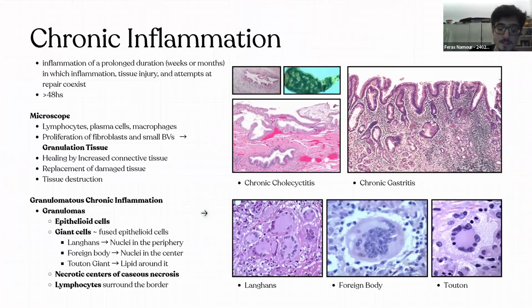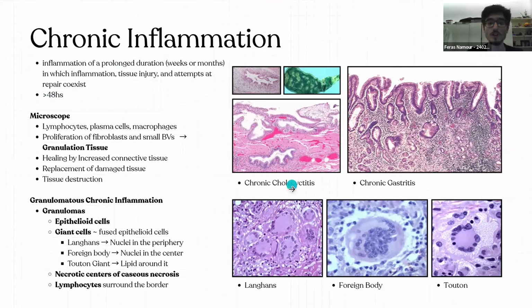Now, remember when we were discussing the outcomes of acute inflammation? What if the three fail? We're going to go into chronic inflammation. And this kind of inflammation is just prolonged, more than 48 hours. And it happens due to many conditions. What you should understand at this stage is how it looks under a microscope.